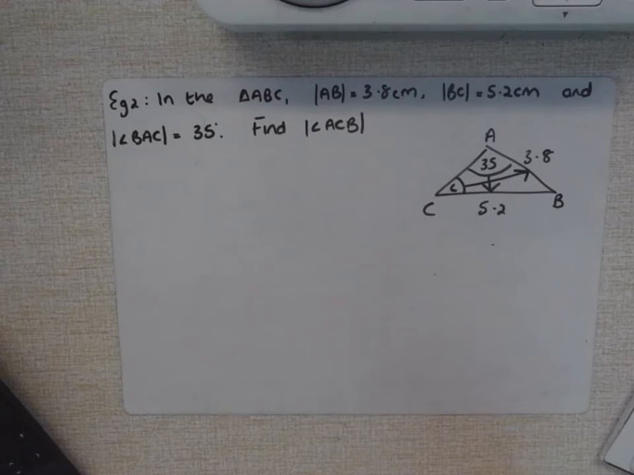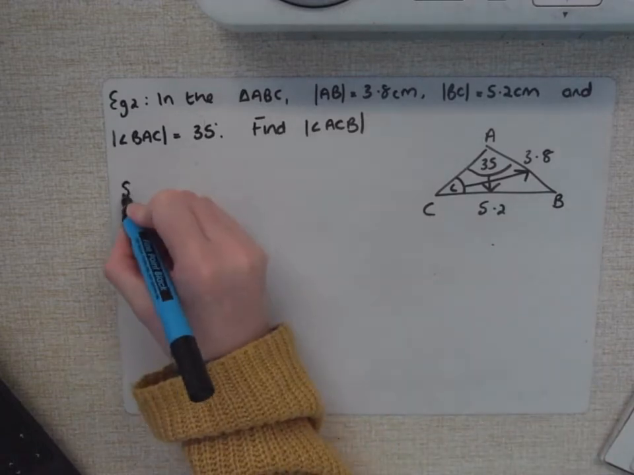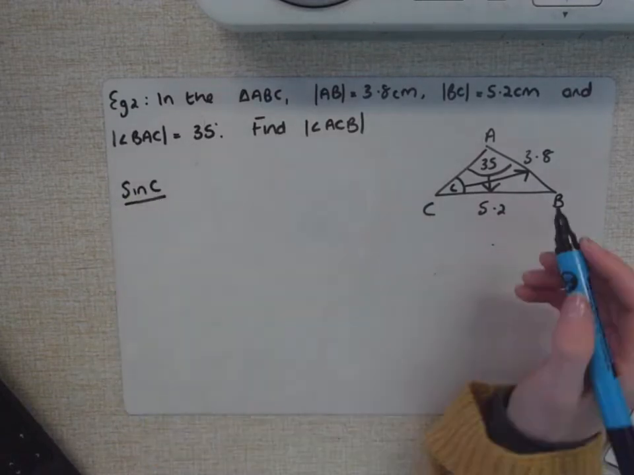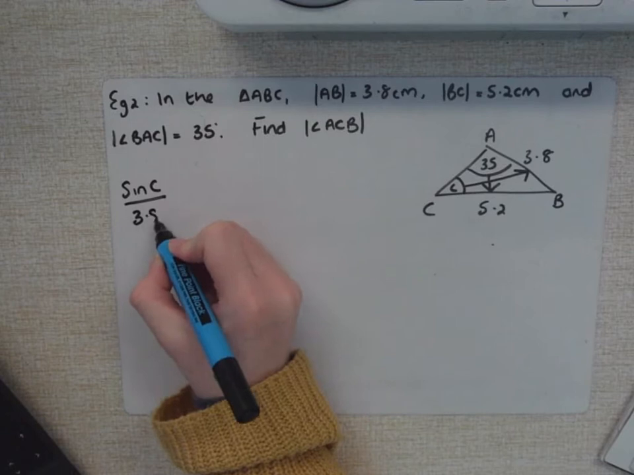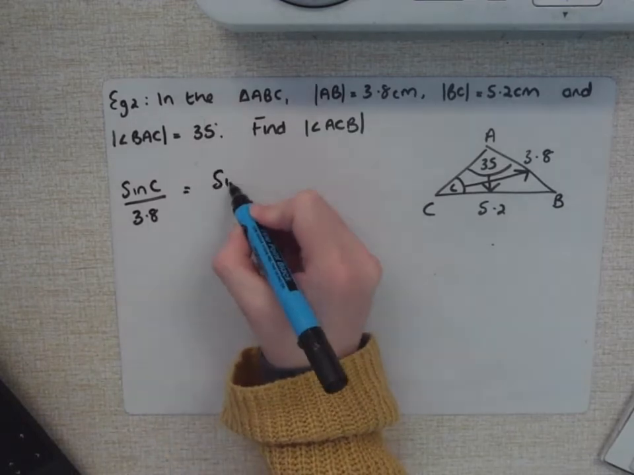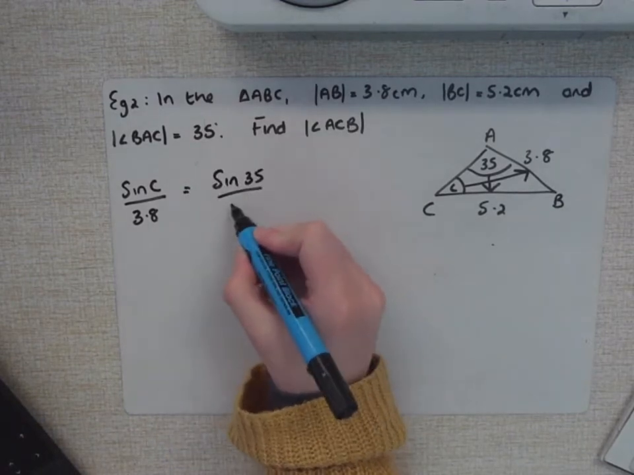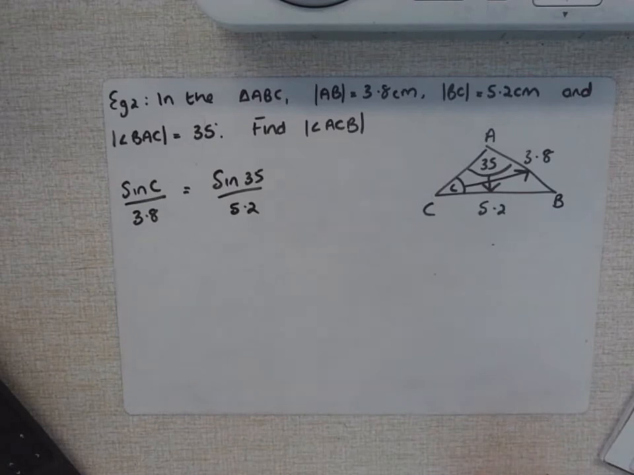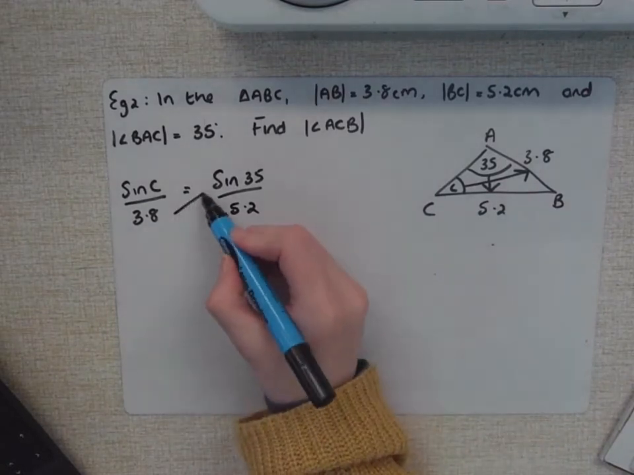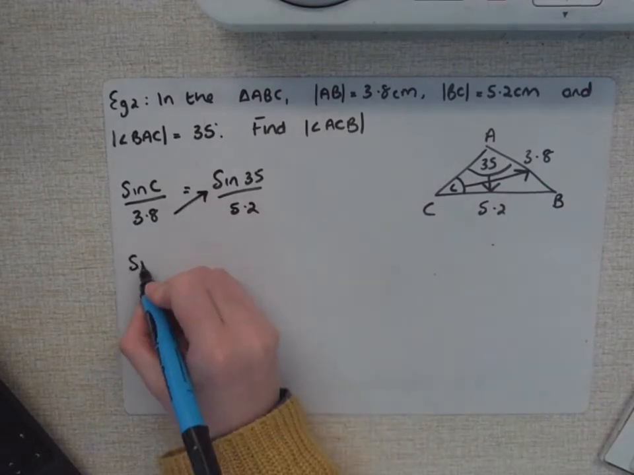Now we said we are always going to start with the unknown. In this case we're looking for an angle, so the sines are going to go on top. So sine of C over the side opposite equals sine of 35 over the side opposite that. Same thing again, you're just going to cross multiply.